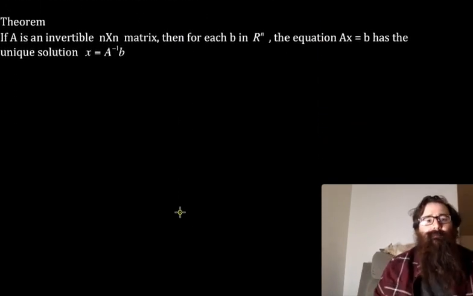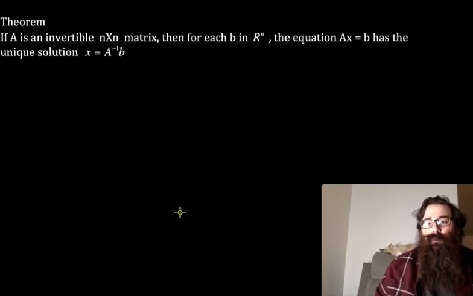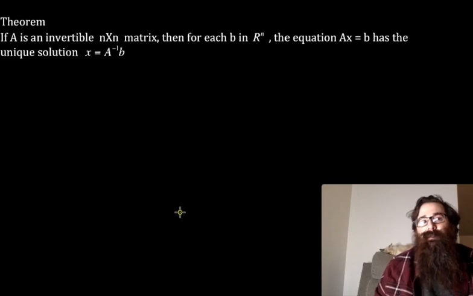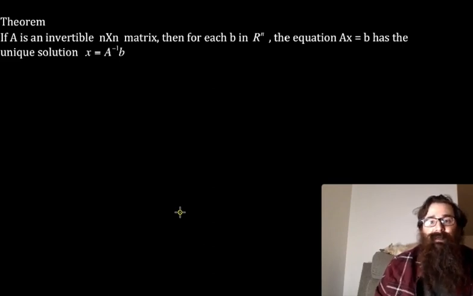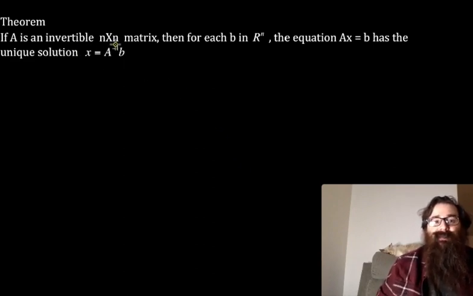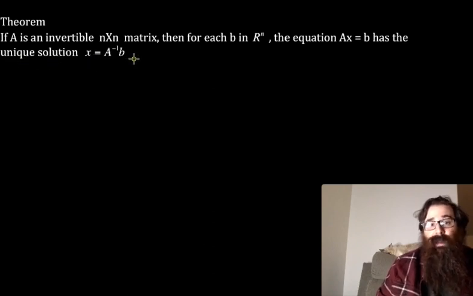If A is an invertible n by n matrix, and to find an inverse, we need a square matrix. There are such things as pseudo-inverses, a left inverse and a right inverse. We're not talking about those. We're talking about a true inverse. To have an invertible matrix, we need that it's a square matrix. So if A is an invertible n by n matrix, then for each B in Rn, the equation Ax equals B has the unique solution x equals A inverse times B.